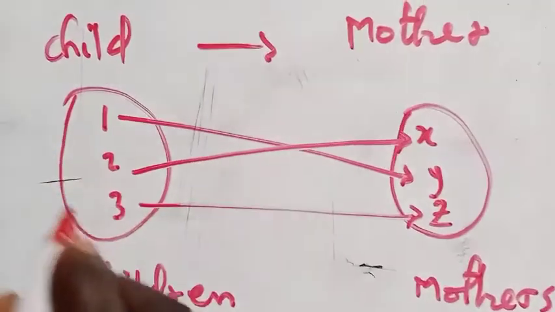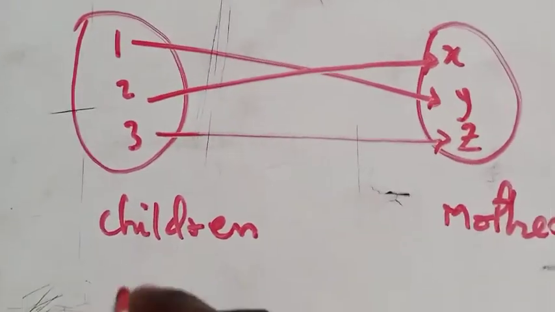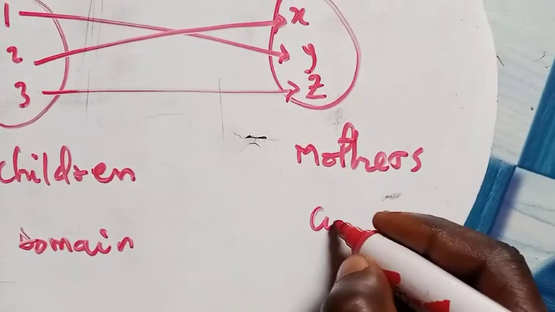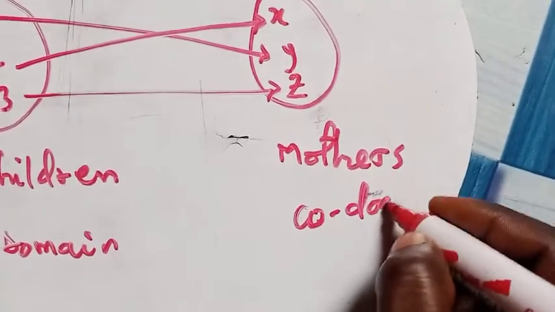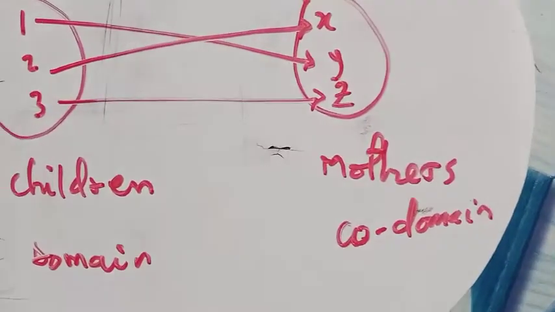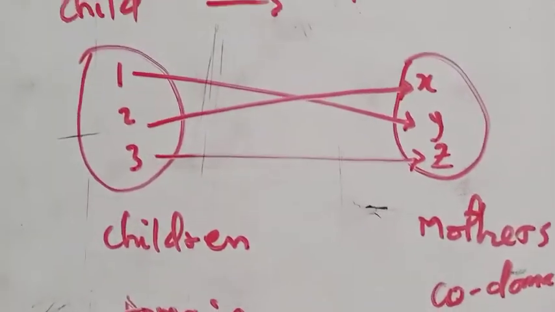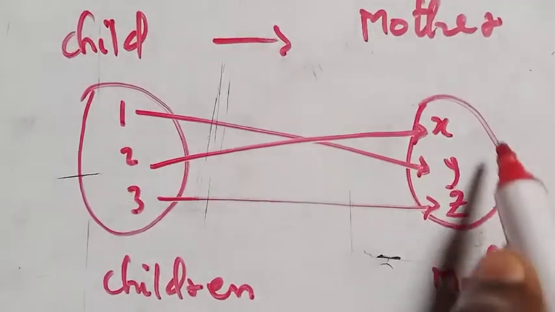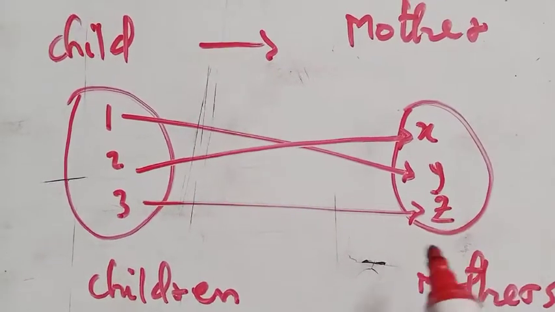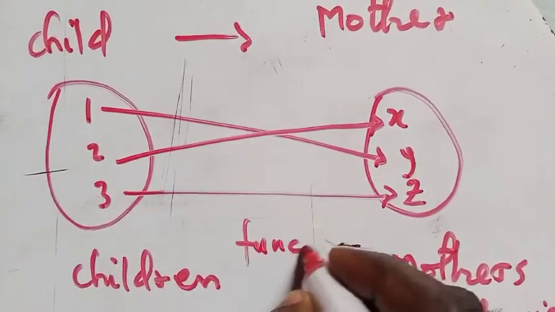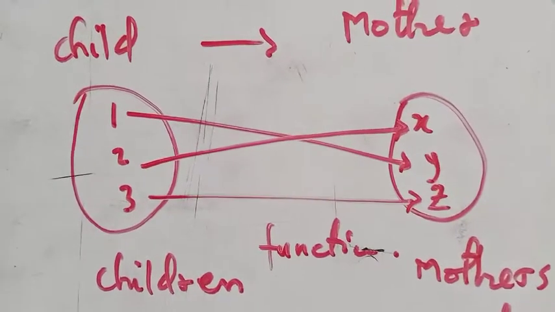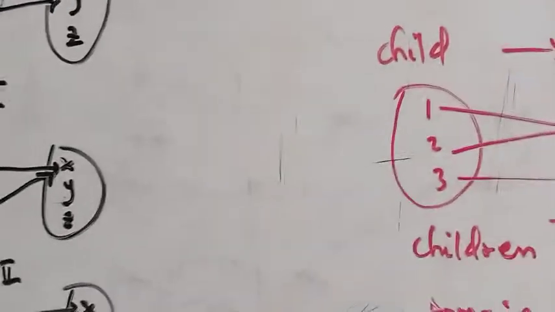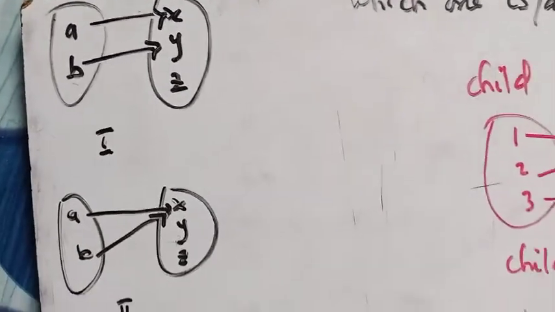So technically, the house of the children is what we call the domain, and the house of the mothers is, in some cases, what we call the co-domain. This is just the technical meaning of the terms. So if everybody in the domain here belongs or maps to a certain item in the co-domain here, then we say that that is what we call a function. Okay, now you get the meaning of the function. Let's go straight to our question here and then answer the question.